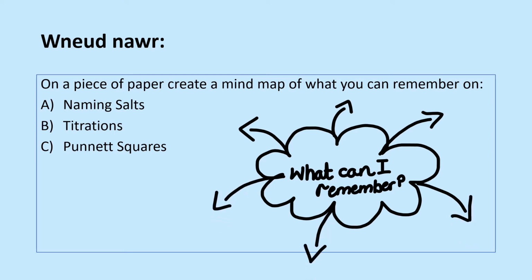It would be good if you could write down each topic in a different colour just to make it more clear. On your assignment, when you submit it, make sure you upload the picture of your mind map to your assignment.